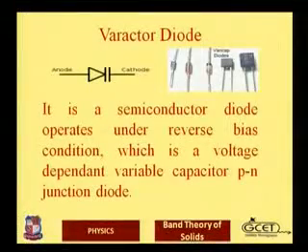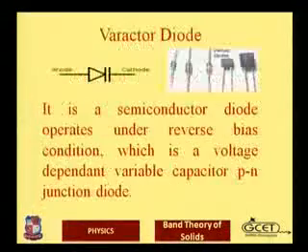Now we'll move ahead to the next component, that is the varactor diode. Actually it is a semiconductor diode which operates under the reverse bias condition, which is a voltage dependent variable capacitor PN junction diode. Now what is this voltage dependent variable capacitor PN junction diode?